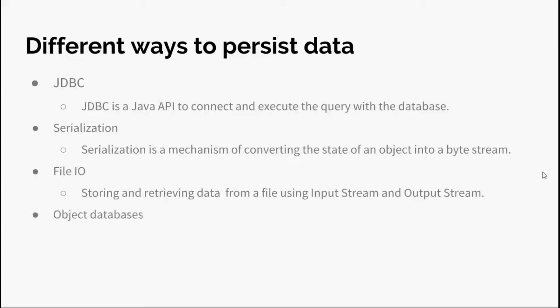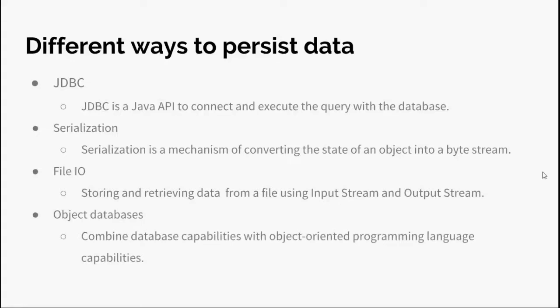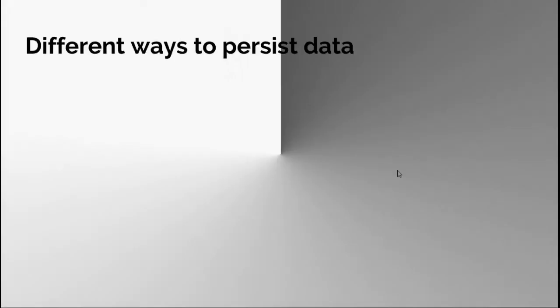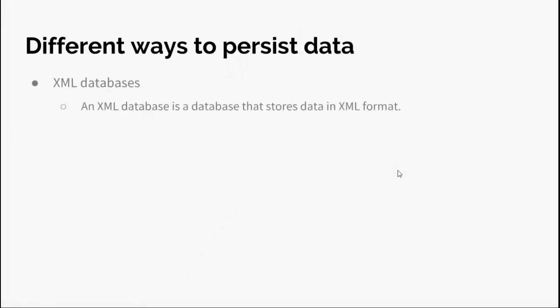Fourth one is object databases, also known as object-oriented database management systems. Object-oriented DBMS combine database capabilities with object-oriented programming language capabilities. Next one is XML databases. An XML database is a database that stores data in XML format.